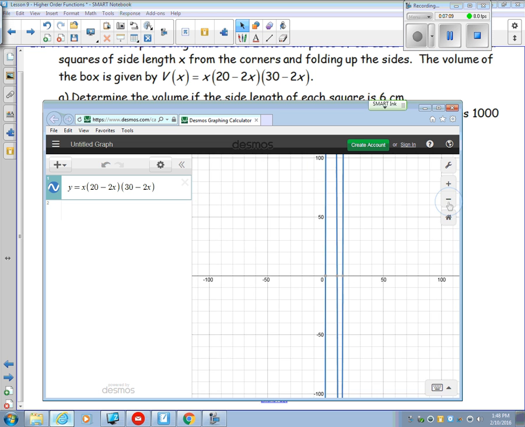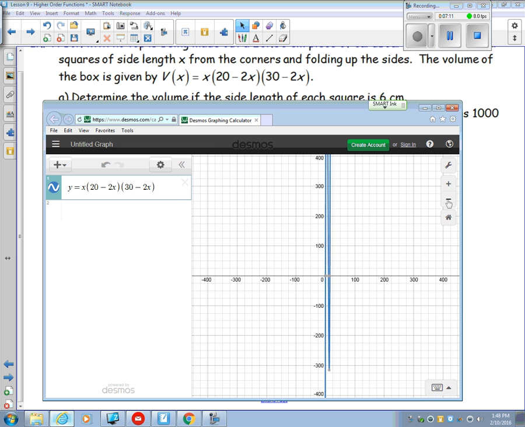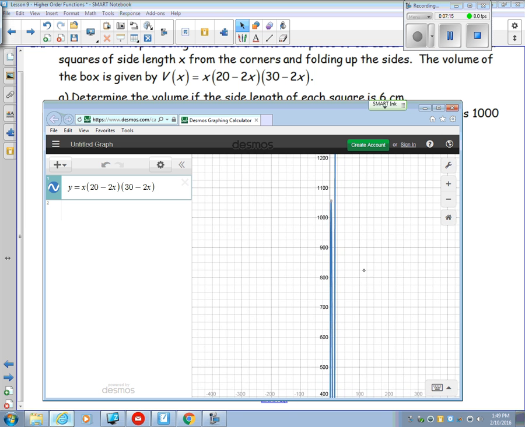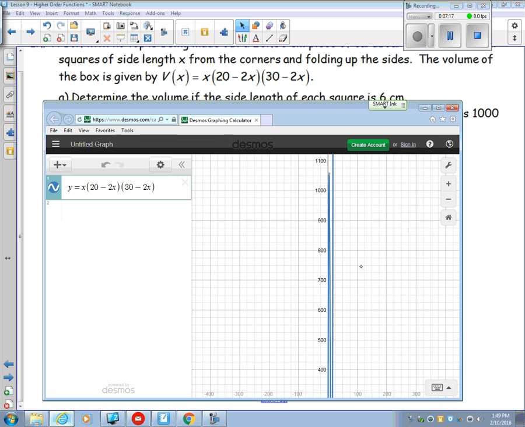Oh, there's my nice, oh, it's a cubic. It's a weird looking function, eh? Look at that, all the lines that go straight up and down. Kind of bizarre, right? Kind of hard to recognize this one.